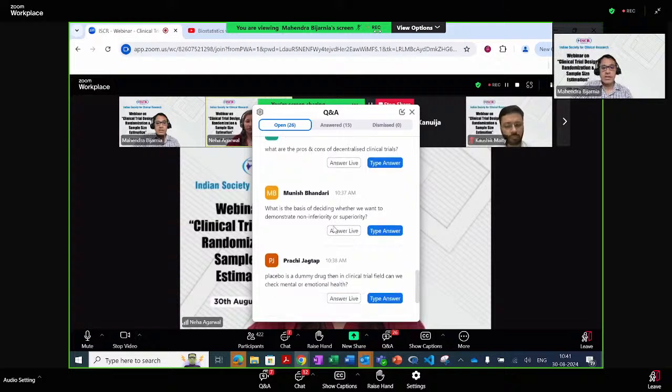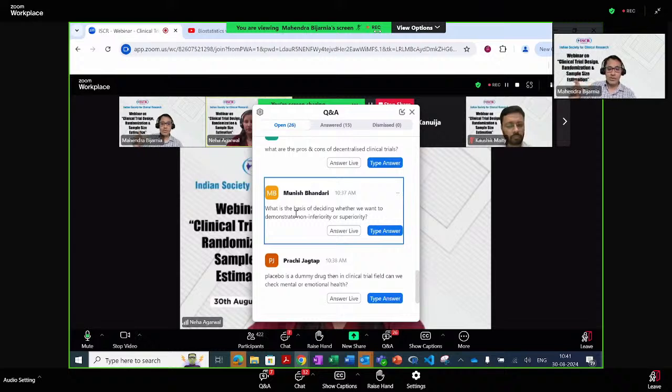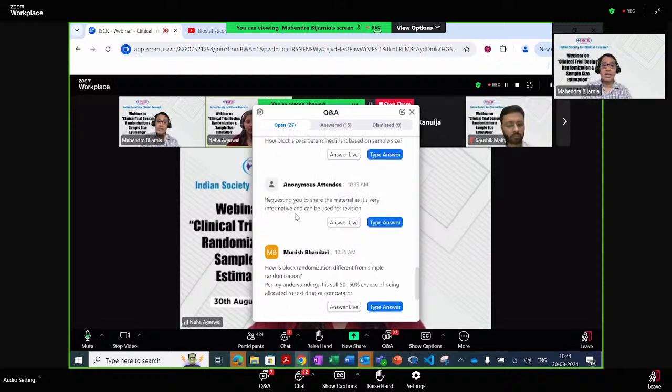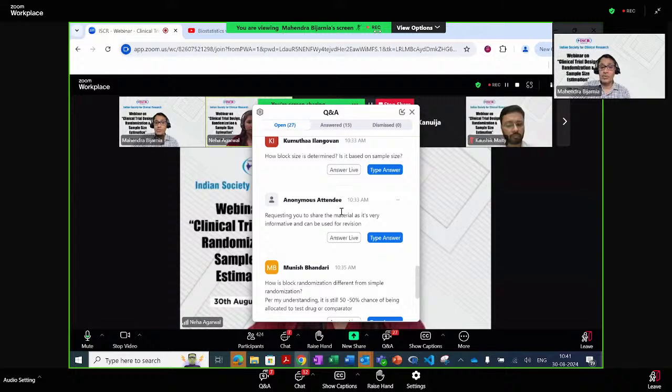Okay, what is the basis of deciding whether we want to demonstrate non-inferiority or superiority? Very good question. It depends on how you design the study. If your clinician has the feeling that your drug is better than the existing drug, you can decide on superiority. But if you have any doubt, you say, okay, I'll prove the non-inferiority, and once I establish the non-inferiority, I can go and test for the superiority as well. This is allowed in clinical trials, but vice versa is not allowed. So if you set a study for superiority testing and you fail, then you can't test for non-inferiority. This is how we need to see things.